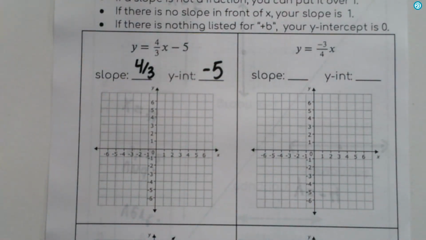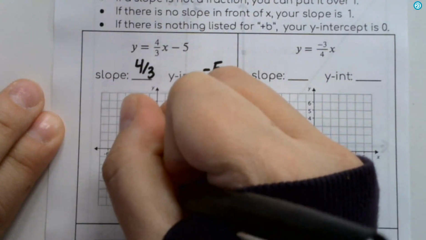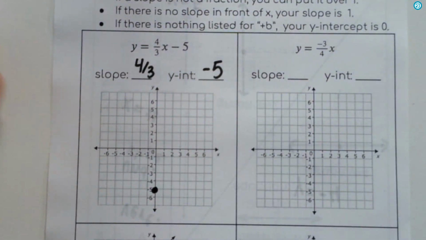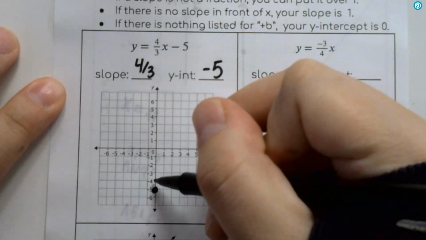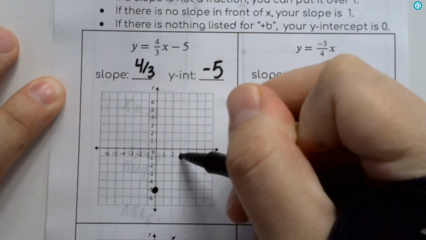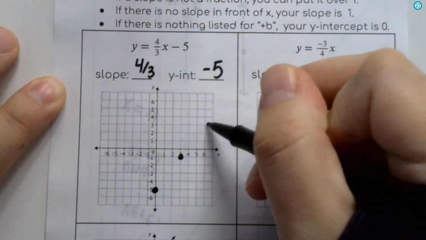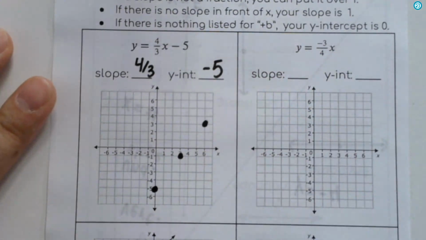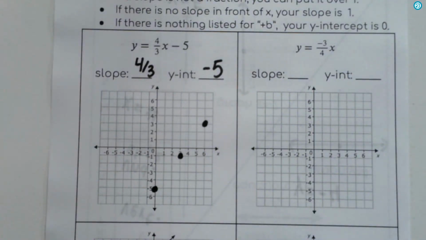We're going to start on our y-axis at -5. And we're going to graph a slope of 4/3, which means we rise 4, we run to the right 3. So I go up 1, 2, 3, 4, to the right 3. 1, 2, 3, 4, to the right 3. Start at -5, rise 4, run 3, rise 4, run 3.